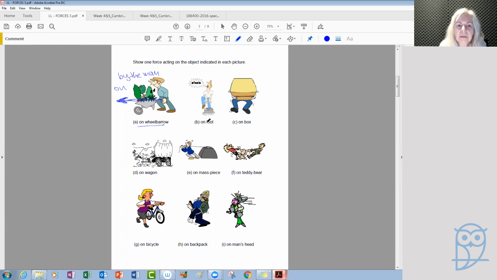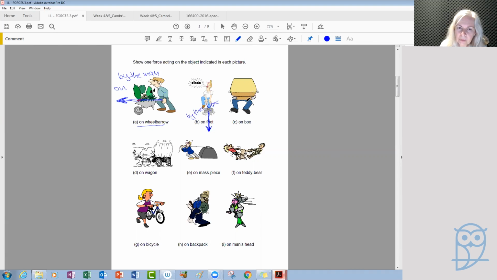Here we have a toolbox falling on somebody's foot. So what force acts on this foot due to this falling box? Well, this force has a downward direction. It acts on the foot. So what can we say about this force? This force is exerted by the toolbox on the foot. So by the toolbox, by the box. This force is exerted by the toolbox on the foot.